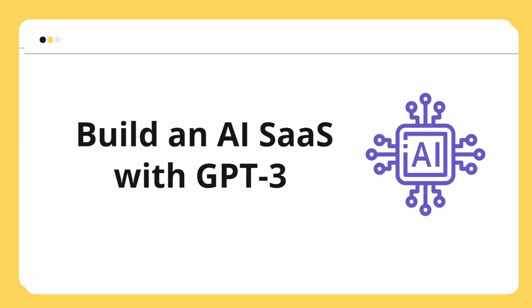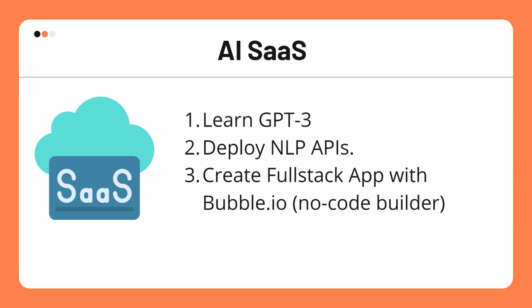And we have been progressing towards building an AI SaaS completely with GPT-3 and no-code tools. So we have already seen what is GPT-3, how to use it. Then we have deployed NLP APIs with GPT-3 using AWS Lambda. And the third and remaining step is actually building a full stack app with GPT-3.